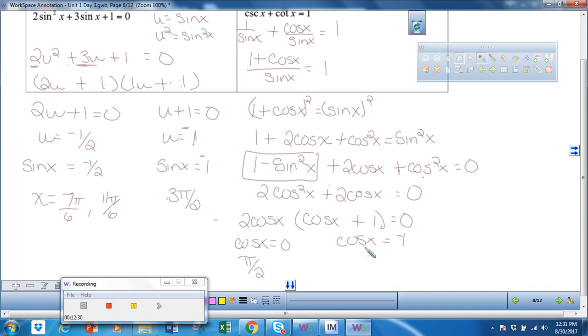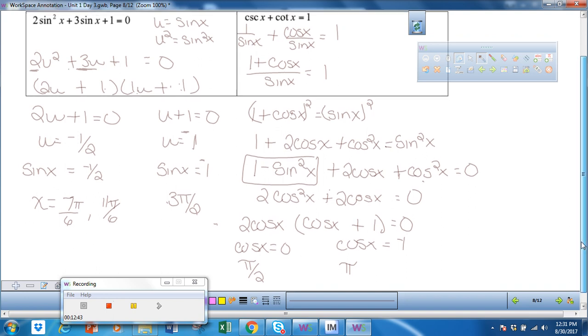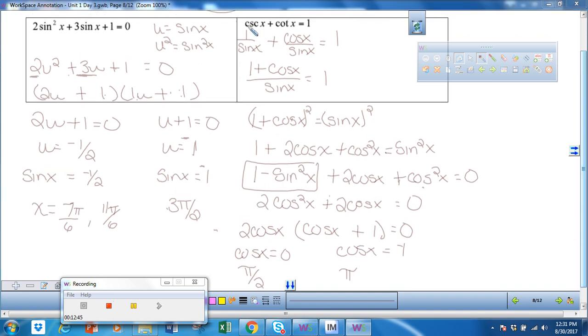Cosine x is negative 1 at pi. But we have to make sure that both of these answers will work. If I go back to my original problem, sine can never be 0 because I can't have 0 in the denominator. So sine of pi is 0.